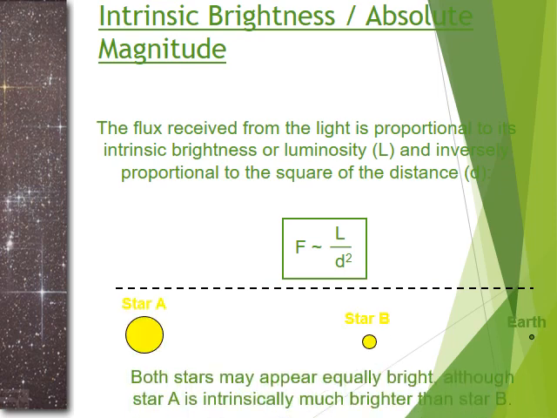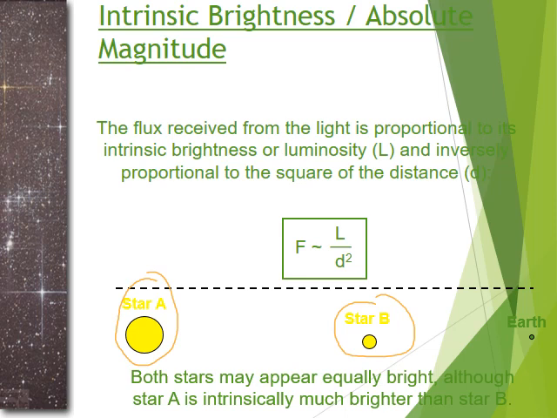Because it turns out that you can have two stars. In fact, down here at the bottom of the screen, you see two stars that may appear equally bright from Earth. But it turns out that star A is intrinsically brighter than star B. This is the much brighter star, but notice that it's also more distant. And it turns out that distance has an impact.